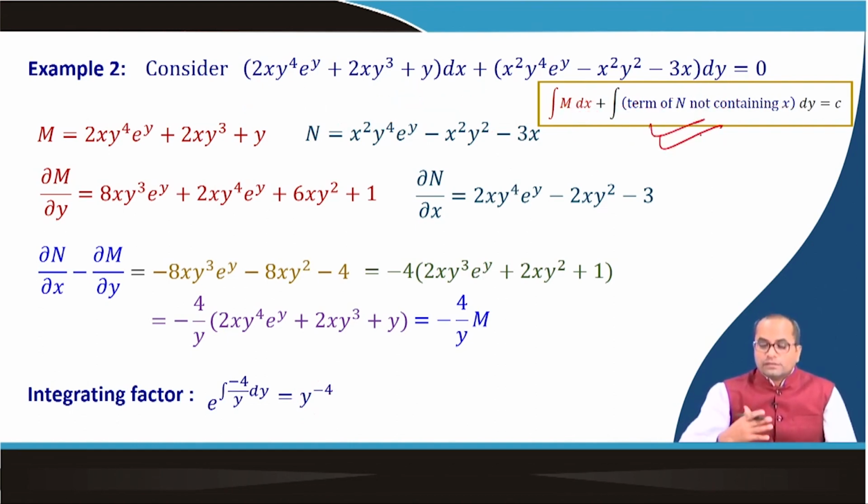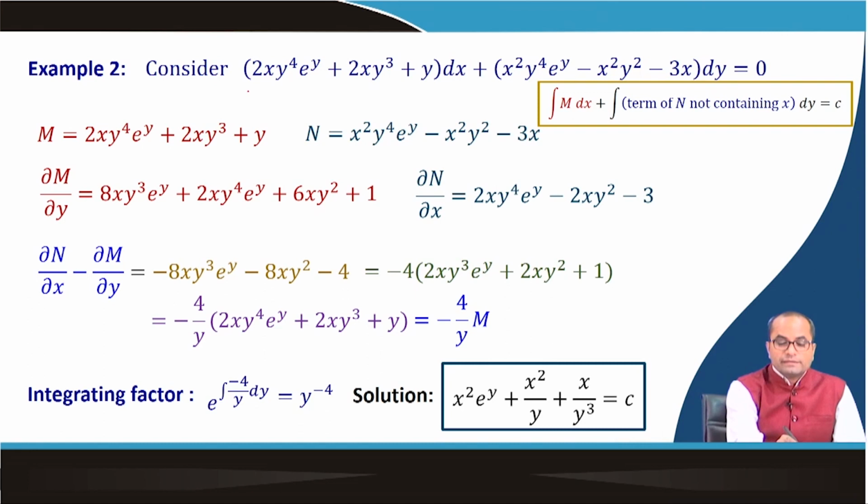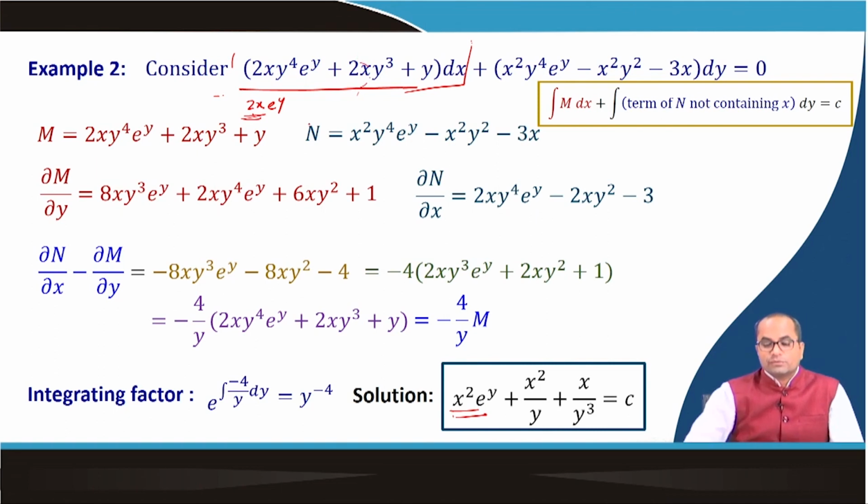this direct formula to write the solution of the given differential equation, which will come as x^2 e^y, x^2/y, and x/y^3 equal to constant, because like here in the first term we had only the 2x e^y. So, from here, when we integrate with respect to x, we will get x^2. Here we have 2x/y, when we integrate with respect to x we will have x^2, by 2, so that x^2 divided by y.